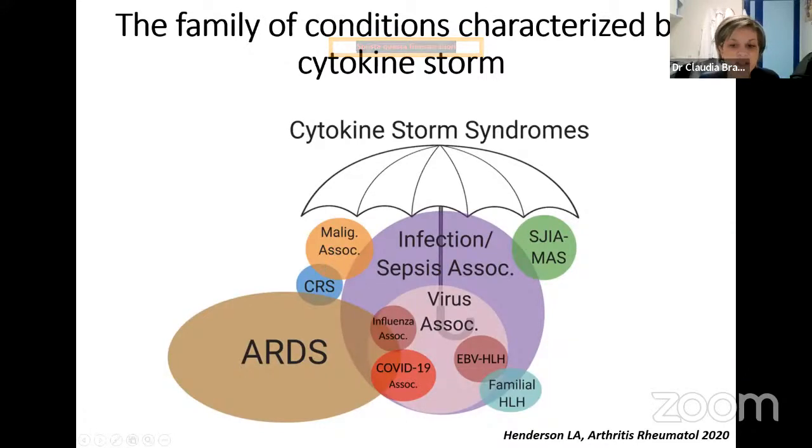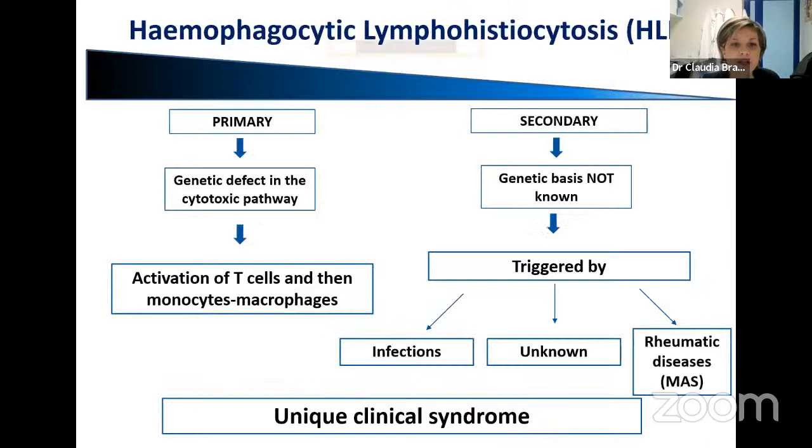And one of these is, of course, HLH. In the spectrum of HLH, we have on one side the primary or familial form, in which the genetic defect in the cytotoxic pathway causes the activation of T cells and monocytes, and that is responsible for the clinical manifestations. On the other hand, we have the secondary or reactive or non-familial forms, in which the genetic background is not known and which can be triggered by different conditions such as infection, rheumatic disorders, and part of them are also triggered by unknown triggers. Nevertheless, both forms, primary and secondary, have a very similar phenotype and are a unique clinical syndrome.